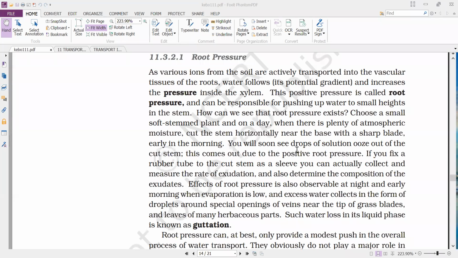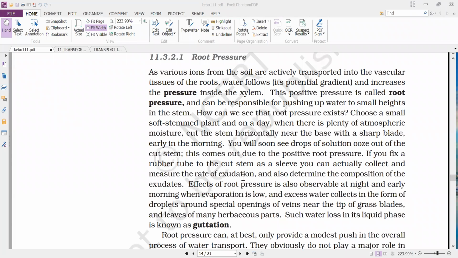You will soon see drops of solution ooze out of the cut stem. Okay, some water drops are coming out of the cut portion of the stem, and this comes out due to the positive root pressure. And if you want to know how much pressure is exerted, if you fix a rubber tube to the cut stem on a sleeve, you can actually collect and measure the rate of exudation.